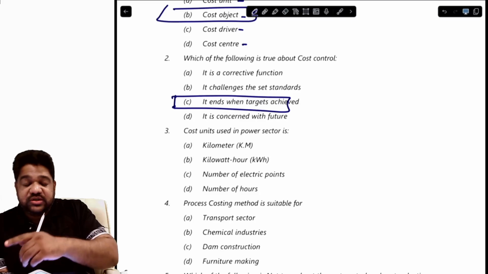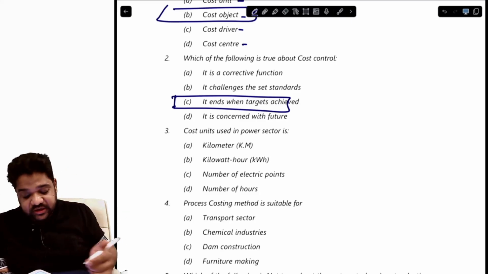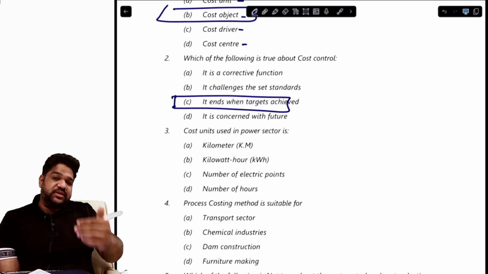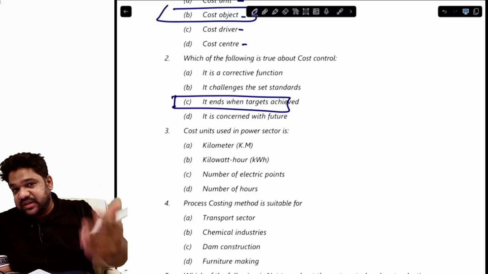Cost reduction, on the other hand, is continuous in nature. It is concerned with future. No, it is concerned with the past and the present. Cost reduction is concerned with present and the future.